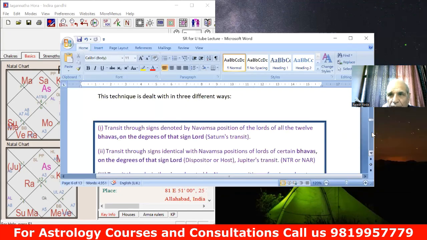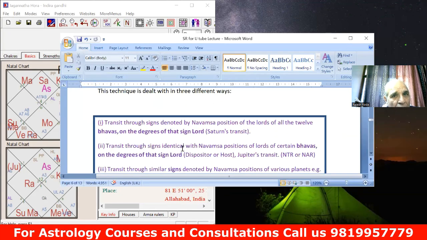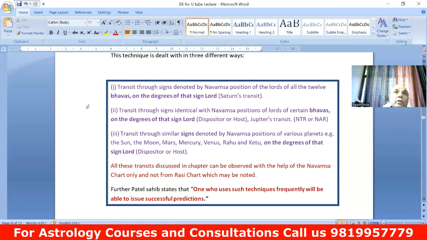Now we come to further. Transit through signs identical with the Navamsha position of the lords of certain bhavas. These are certain bhavas. Transit of Jupiter and other good planets through signs identical with good bhavas. Good bhavas are the 7th house, 5th house, 9th house, Lagna, 3rd and 11th houses also. These are the three rules.